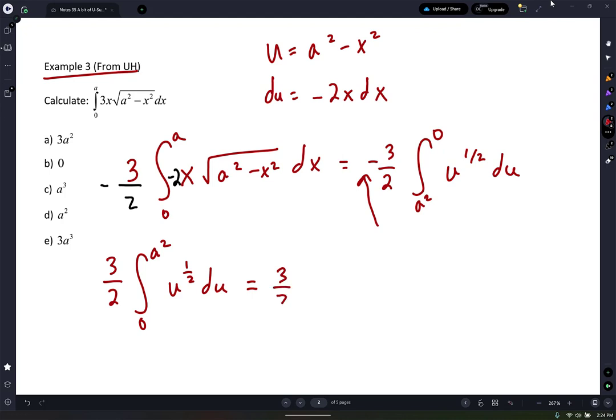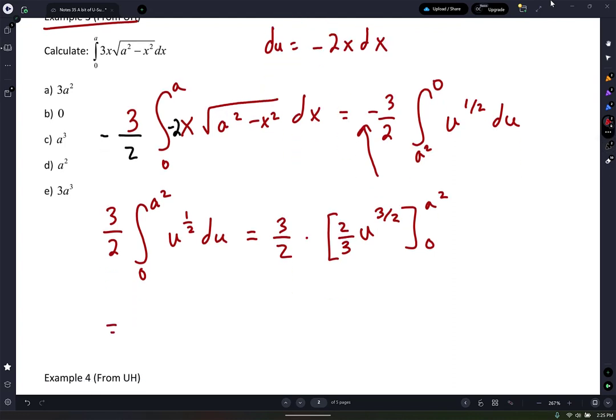3/2 times the antiderivative of u to the half, which is u to the 3/2 divided by 3/2, which is the same as multiplying by 2/3. And I'm evaluating this from 0 to a squared. Are we still okay so far, guys? I'm going to factor out that 2/3. What's 3/2 times 2/3? 1. And all I'm doing is upper minus lower.